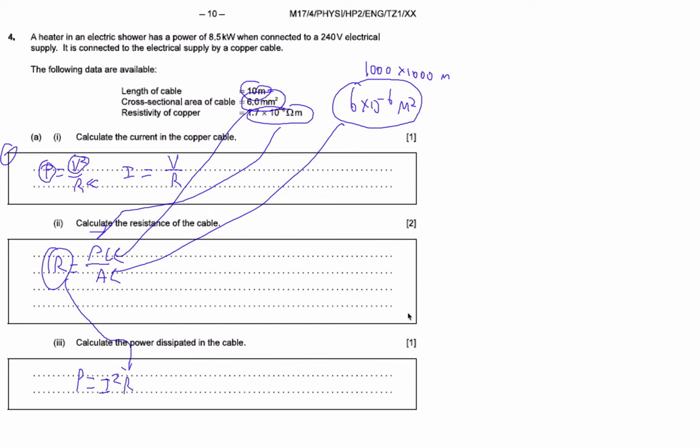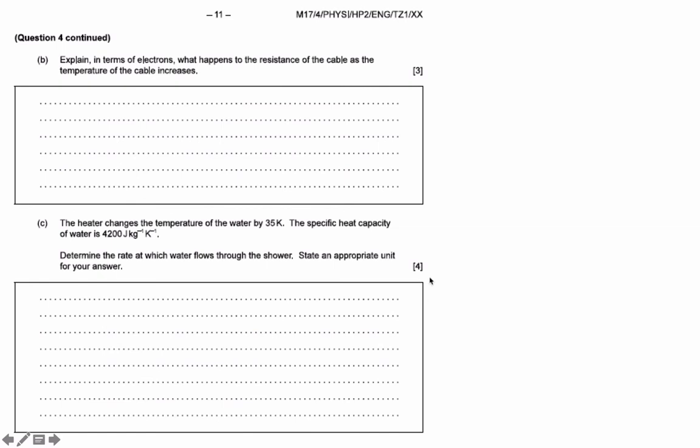Then it says, in terms of the electrons, what happens to the resistance of the cable as the temperature of the cable increases? Remember, as the temperature increases, the atoms move faster. There are increased collisions with the electrons. The fast-moving atoms hinder the motion of the electrons, and the drift velocity of the electrons is decreased. So the electrons are drifting down that wire, and it decreases their drift velocity. If we decrease the drift velocity, we increase the resistance. So typically with wires, the resistance will increase with temperature.